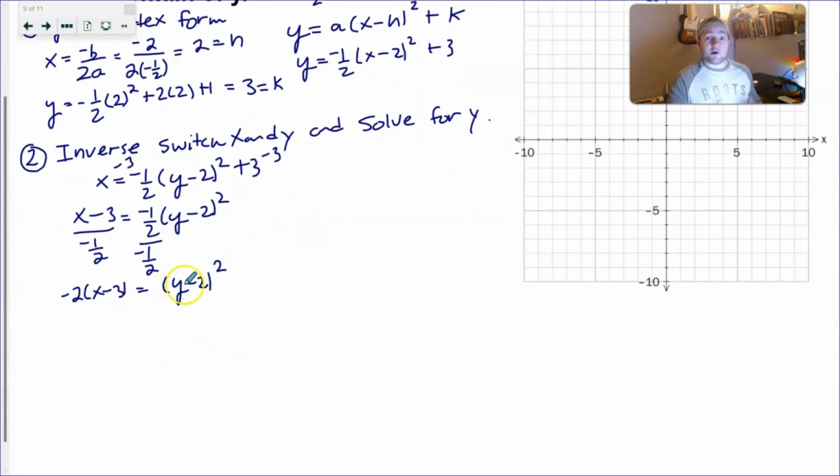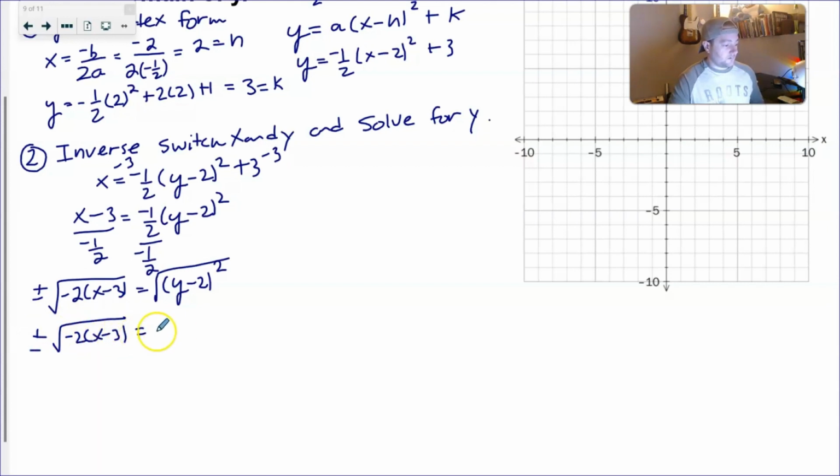The next step is we've got to get rid of that squared. We square root both sides. And remember, with each square root comes great responsibility of putting the plus or minus. So we have plus or minus square root negative 2 x minus 3 equals y minus 2.